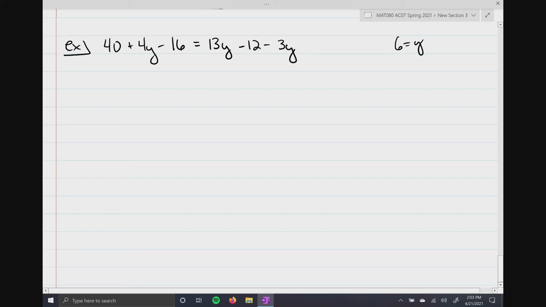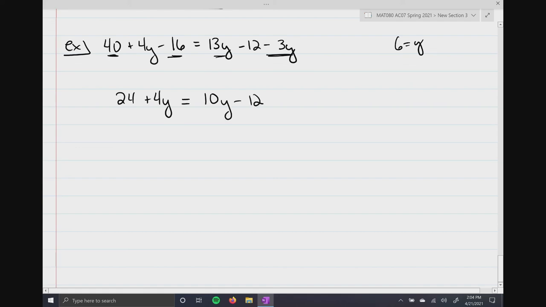So on the left-hand side, I can combine 40 minus 16. So what is 40 minus 16? 24. Good. So that gives me 24 plus 4y equals. And on the right-hand side, 13y minus 12 minus 3y. So I can definitely combine the 13y minus 3y. So 13 minus 3 is 10. Last name is y. Minus 12.